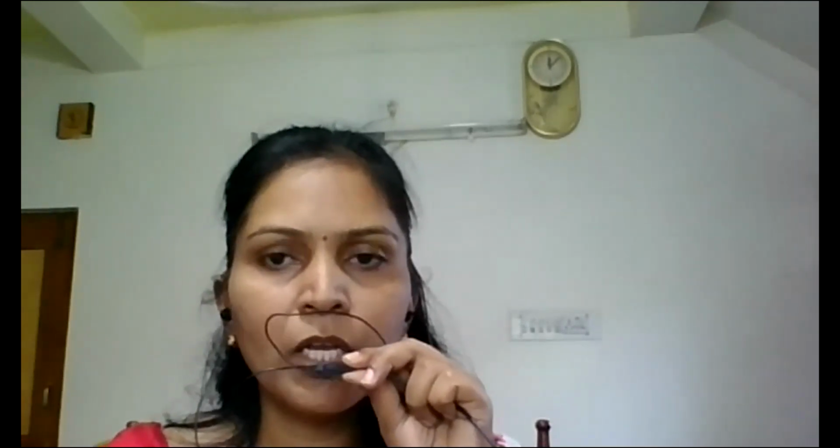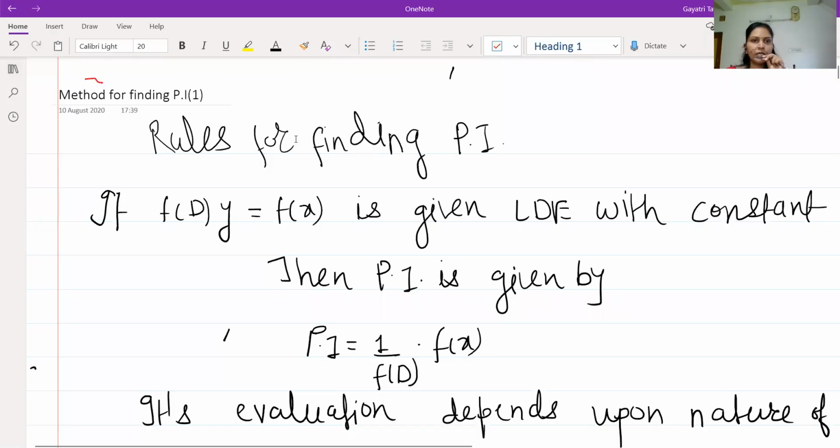In the next method, we will discuss the different steps to find the PI. For this, I will share my screen. Now see here, I will discuss the rules for finding the PI.